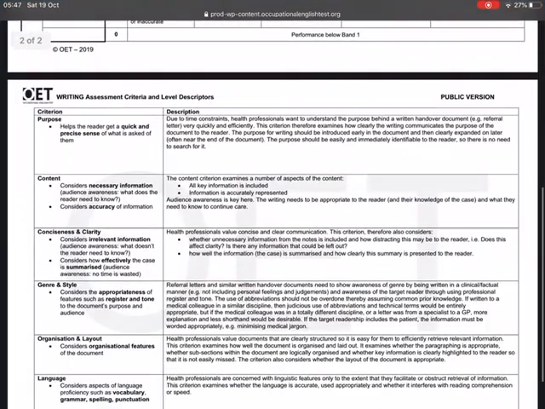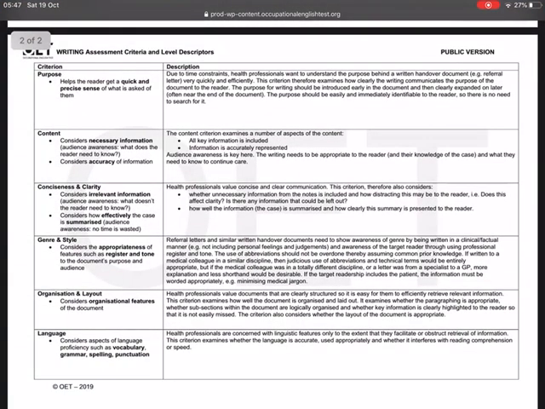Let's go to the official OET site. As you can see on the screen, you can see the 6 criteria being tested in each letter on the writing section of the OET exam: purpose, content, conciseness and clarity, genre and style, organization and layout, and language. These are the 6 broad criteria by which each and every OET letter is graded.